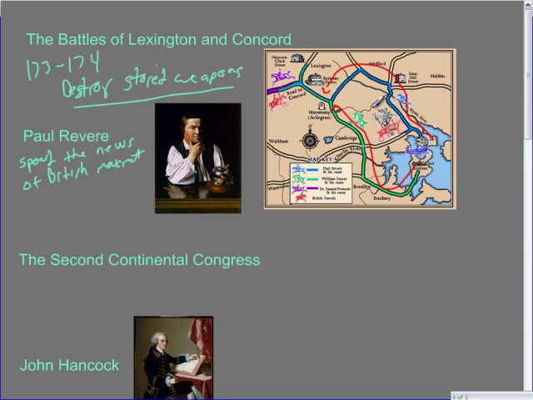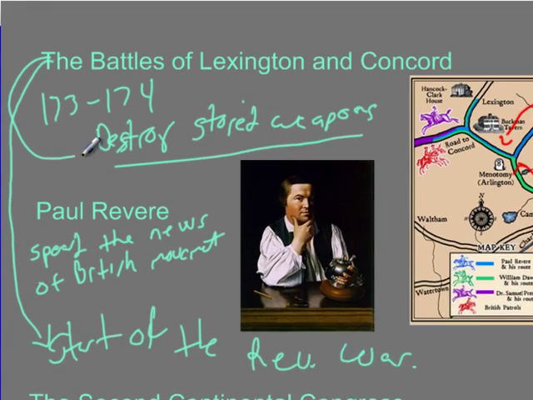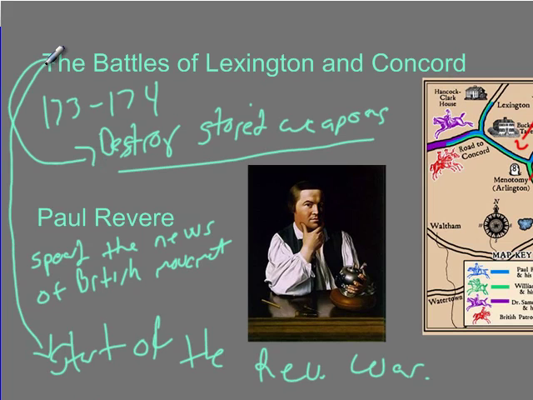And the British are forced to retreat back to Boston. With these two battles, this marks the start of the Revolutionary War. So that's what these battles really are: the start of the Revolutionary War. They started because the British wanted to destroy the stored weapons, and once they were fought, and the British had to retreat all the way to Boston, they became the start of the Revolutionary War.